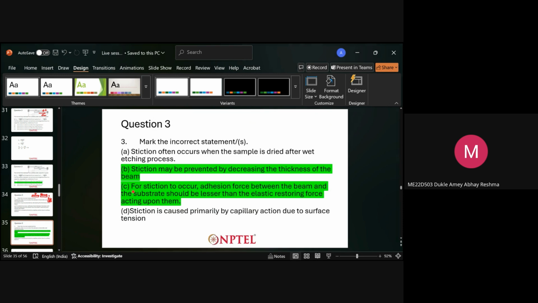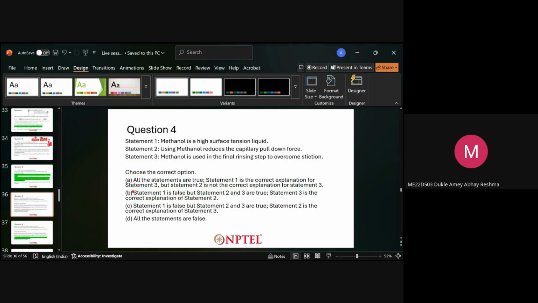So we move to the next question. You are given three statements. Statement one: methanol is a high surface tension liquid. Statement two: using methanol reduces capillary pull down force. Statement three: methanol is used in the final rinsing step to overcome stiction. So choose the correct option.